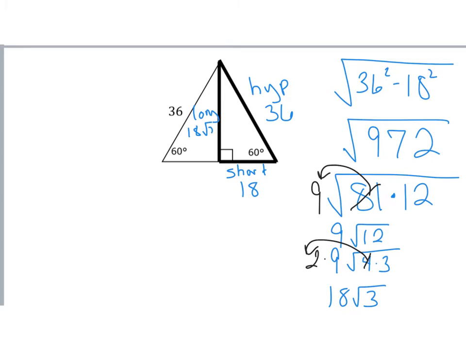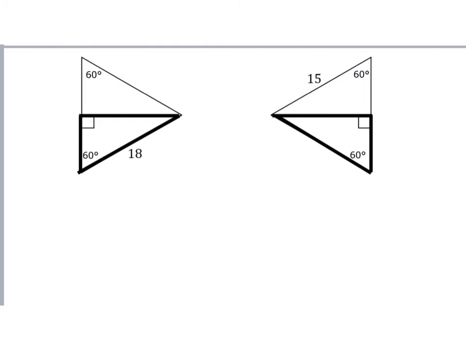Oh, look, it happened again. My short leg was 18. My long leg was 18 square roots of 3. Let's do it one more time for third time's a charm. If my hypotenuse on this next one is 18, what's my short leg? 9. So then my long leg, 18 squared minus 9 squared. What's 18 squared minus 9 squared?